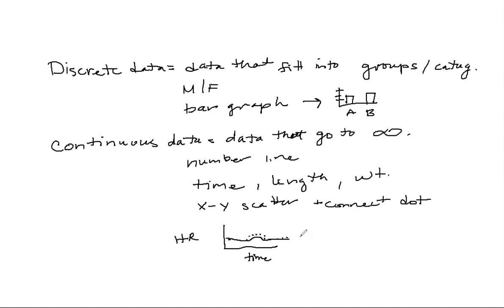Okay, so notice how there's no pie charts, there's no three-dimensional graphs. This is it, right? And so for science, you have discrete data and continuous data. Discrete data fit into groups or categories. If that's the case, you're going to make a bar graph. Continuous data are data that continue to infinity. If you have that type of data, you're going to make an XY scatter plot.